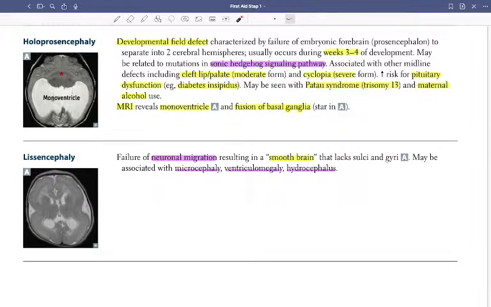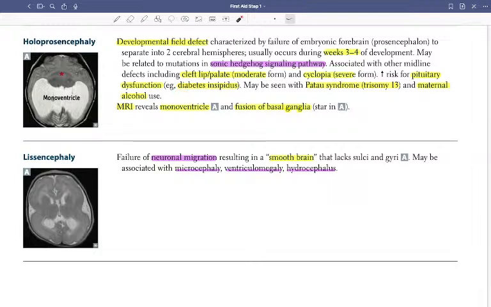Because in prosencephaly, the diencephalon was only giving rise to the optic stalk and the retina and everything. So cyclopia. Moderate form: cleft lip and cleft palate. Severe form: cyclopia. Increased pituitary dysfunction, diabetes insipidus also you can get, because all of this is prosencephalon: thalamus, hypothalamus. Your posterior pituitary comes directly from the hypothalamus, from the prosencephalon.